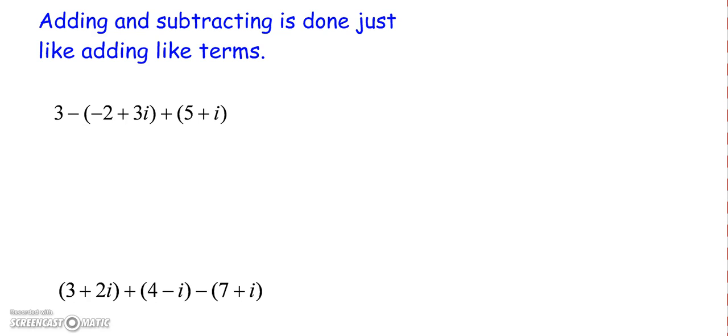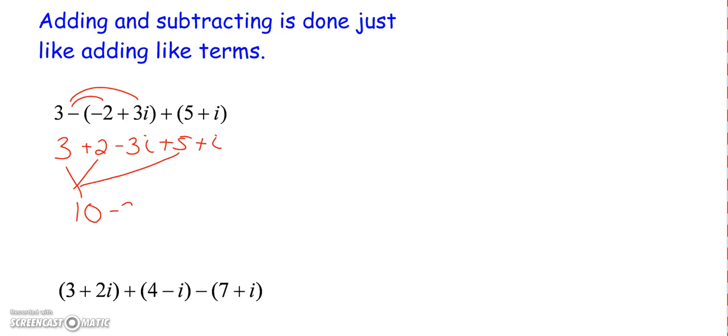You can add and subtract just like you would like terms. Just like you would combine 3x with x, here you're going to be doing the same type of combining like terms. What I mean by that is we do a little bit of distributive property: 3, that's going to be plus 2 minus 3i plus 5 plus i. So we look for our like terms: 3, 2, and 5 all combine to 10. Here you're going to have minus 2i, those combine right there.